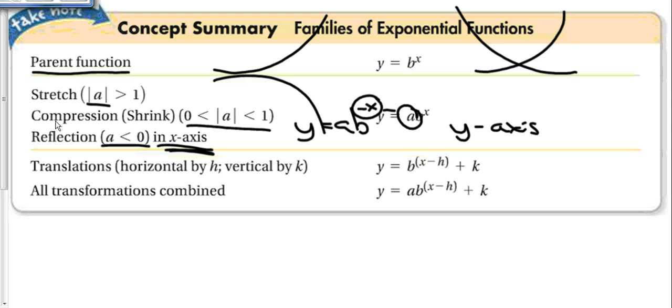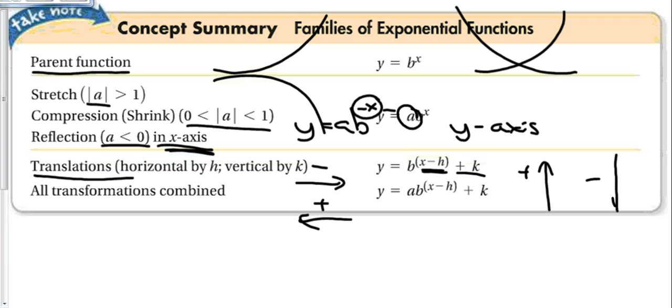Okay, so next, translation. Translation is when we have something else in the exponent. If it is a negative, it goes to the right. If it is a positive, it translates to the left. This number, the k, is a vertical translation. A positive translates it up, a negative translates it down. And here's an example of a function that has a little bit of everything.